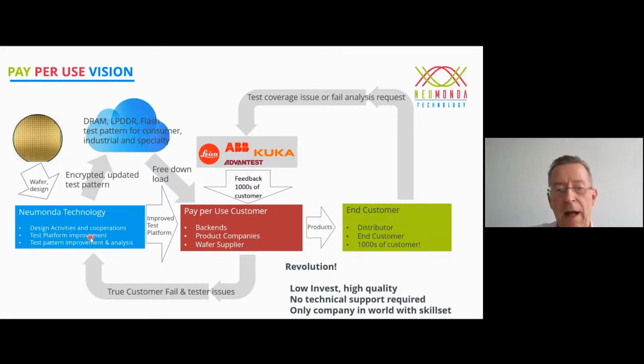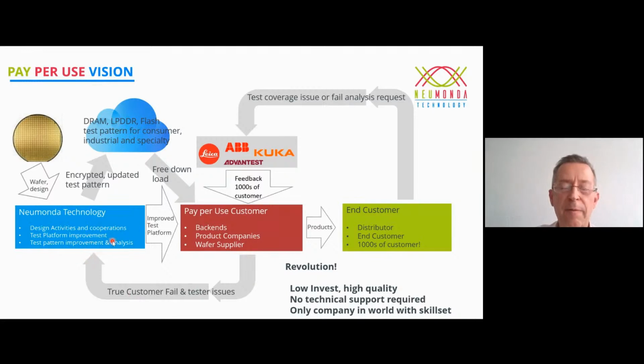The tester, ideally, we want to make available to other companies. Many companies have a need for this testing. They can use it freely. It's a pay-per-use model for the future. They give it to their end customer. The end customer has any issue, feedback to them. They cannot handle it, feedback to me. We improve the test pattern.